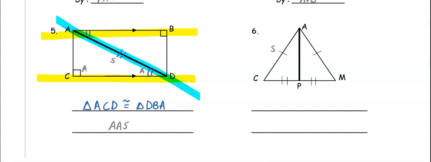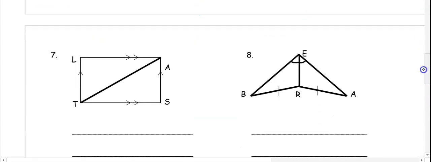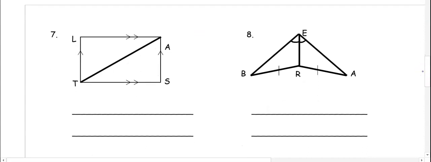In number 6, AP is a side in both triangles, so we can mark that congruent. So we would have side, side, side as our method to prove the triangles are congruent. So we have triangle CAP is congruent to triangle MAP. In number 7, we have a shared side that is congruent, so TA is congruent.